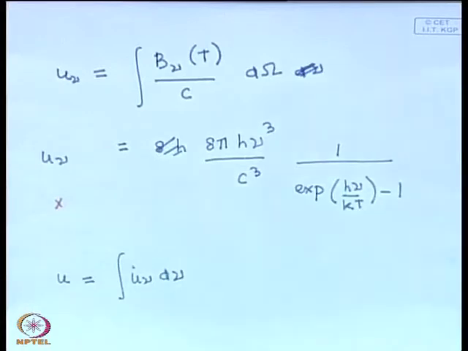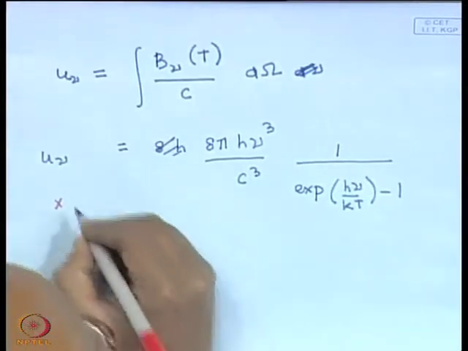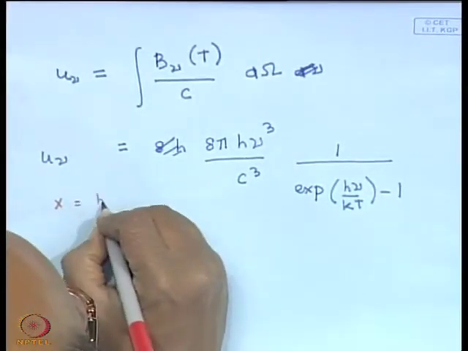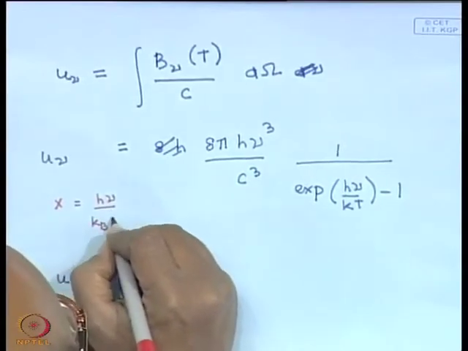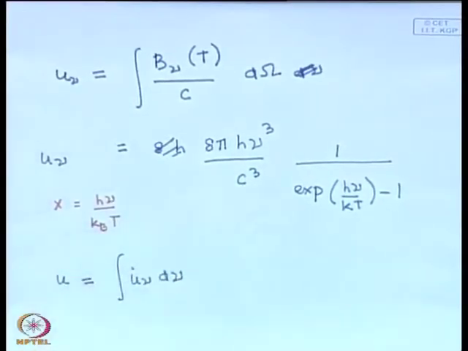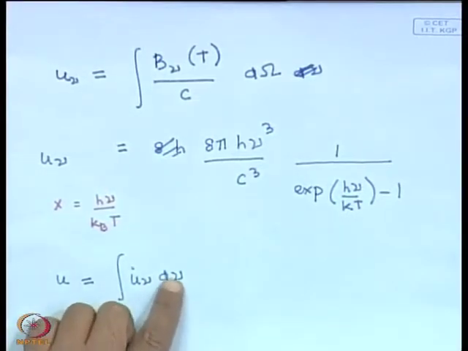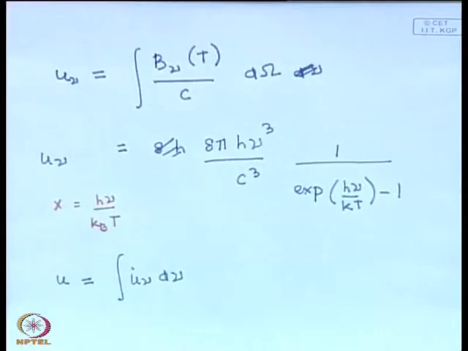Such that x is equal to h nu by the Boltzmann constant times T, which makes this whole thing dimensionless. So, let us do that.